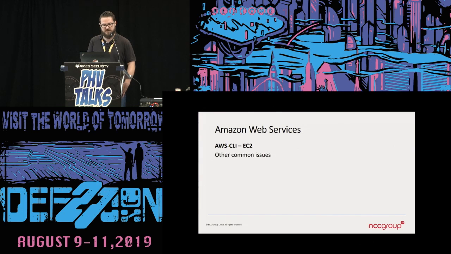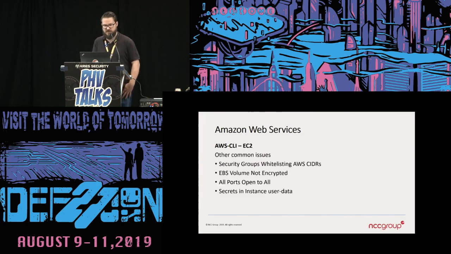Some other common issues that we see with EC2 are security groups that whitelist AWS CIDRs. So these are network blocks within AWS. We like to see specific IPs for any instances that you want to be able to access resources rather than an entire net block. If somebody else gets an instance within that block, then that would allow them access to whatever these resources are.